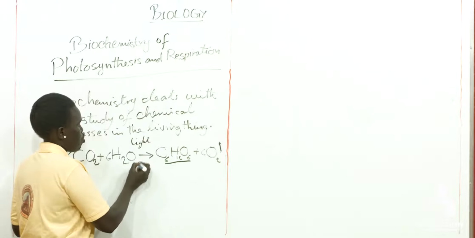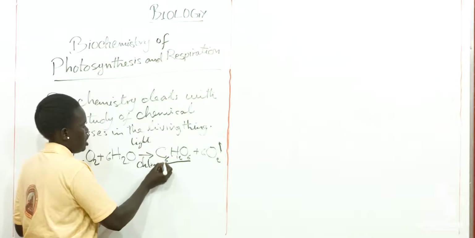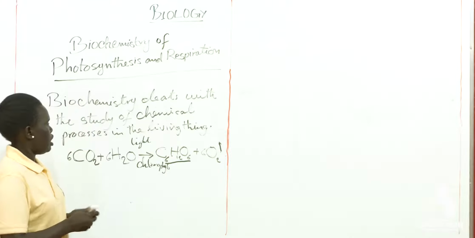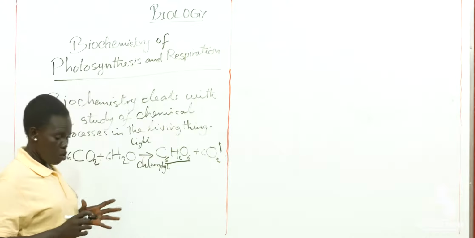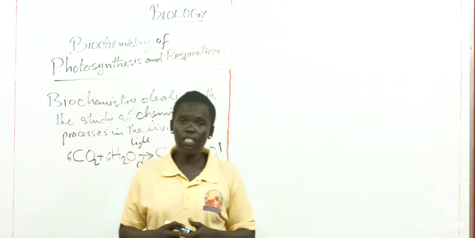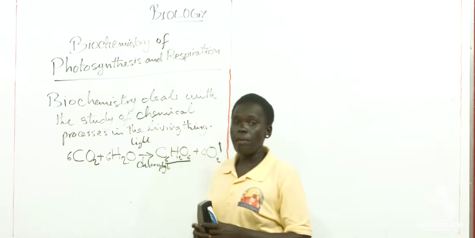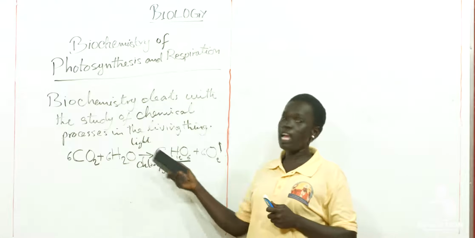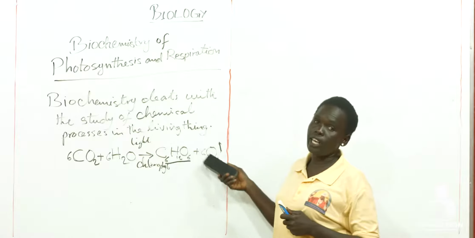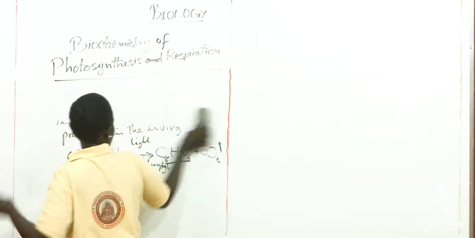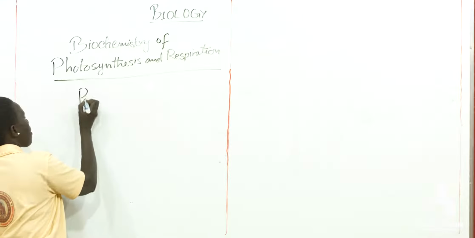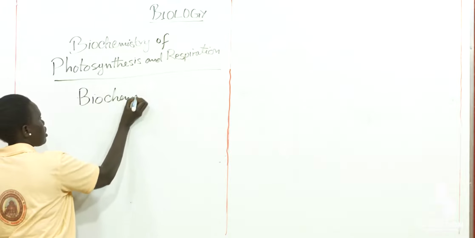Light is here. Chlorophyll is here. This is an example for the photosynthesis. So we want to look at the biochemistry of photosynthesis. First, how the chemical reactions of photosynthesis take place for it to yield these products. Biochemistry of photosynthesis.